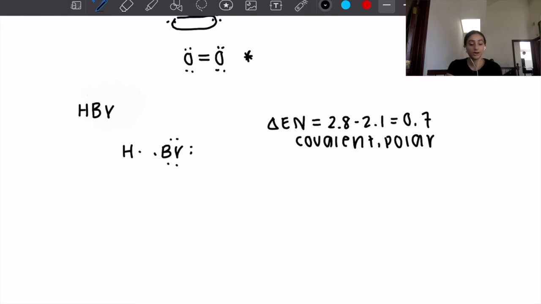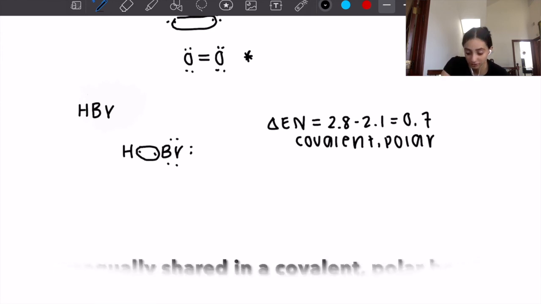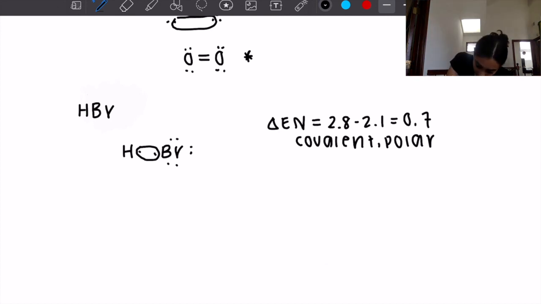So let me show you how you would draw that. We know that the electrons are shared in a covalent bond. That's true. However, they are unequally shared. So this shows that they are shared. Now I'm going to redraw this. We have a bond between the two atoms. Bromine has 3 lone pairs, hydrogen has none.